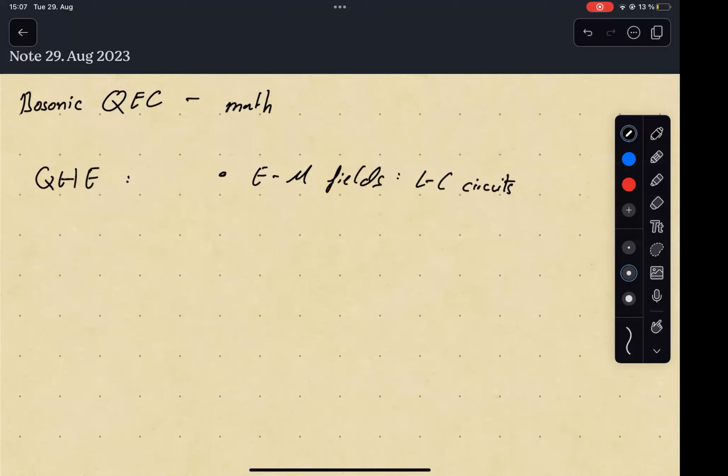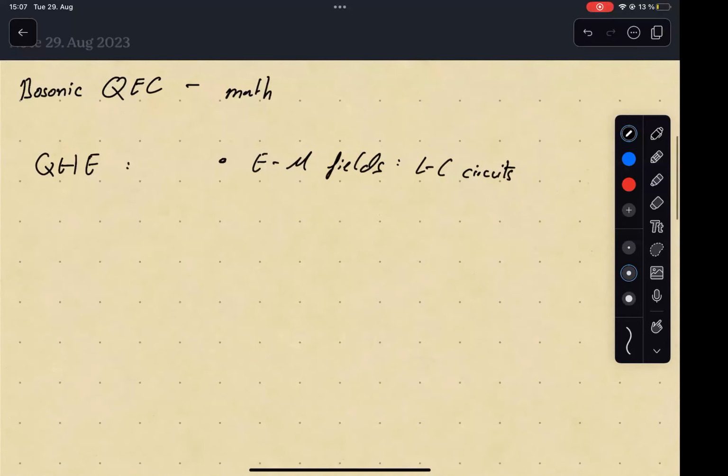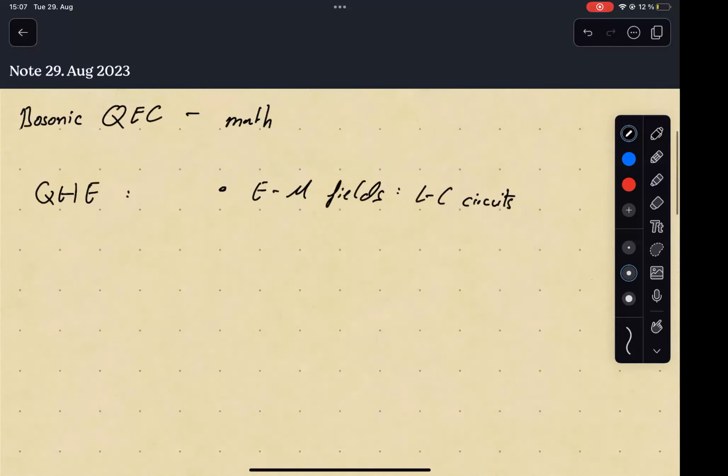I'm sorry, but you were talking about bosons. Okay, yeah. This is as simplified as it gets. I would just want to start with some examples of why we care.